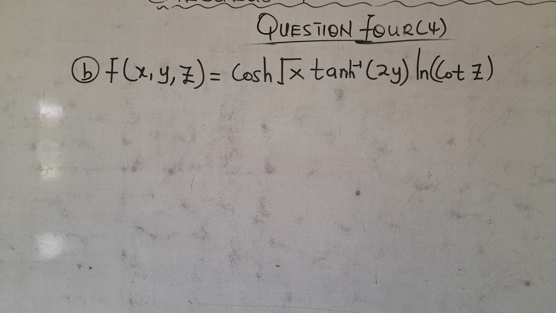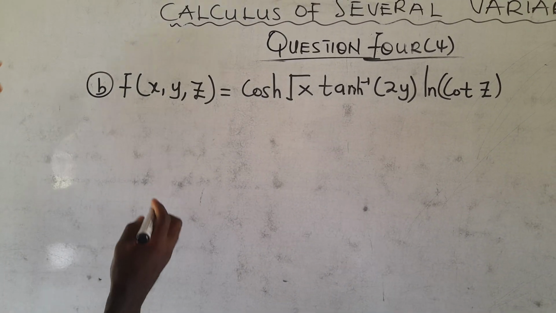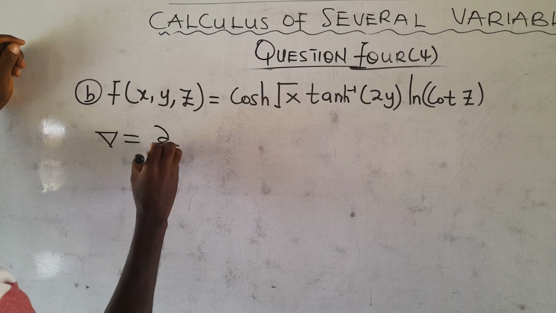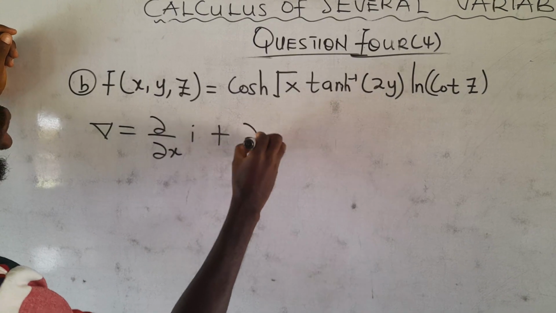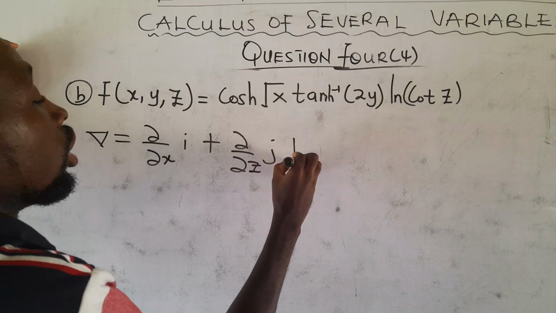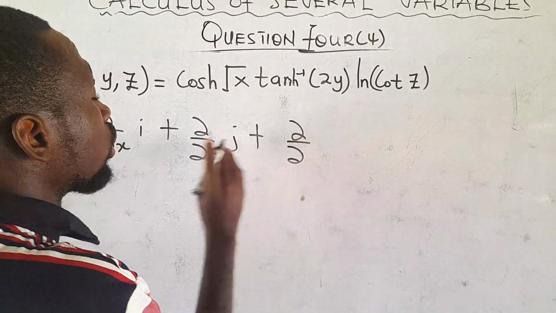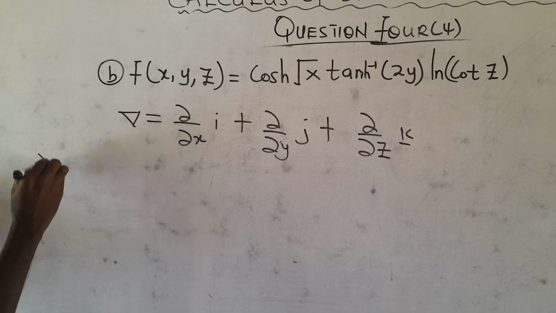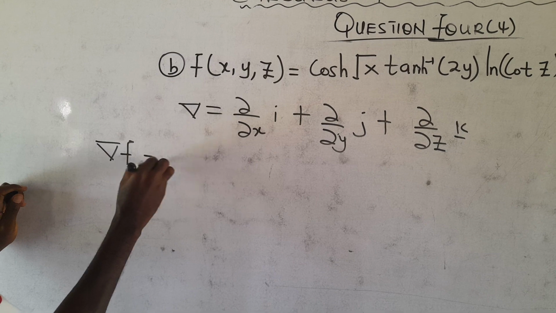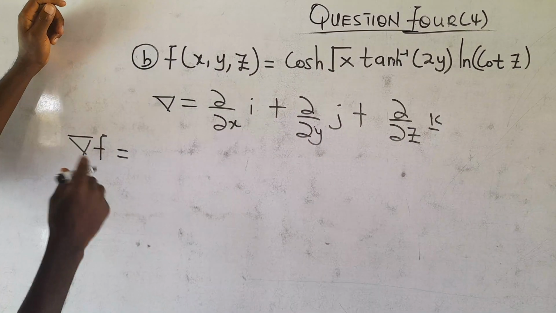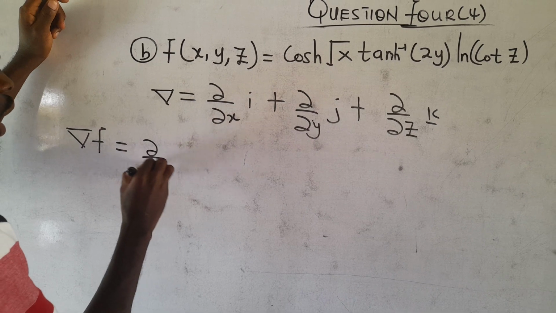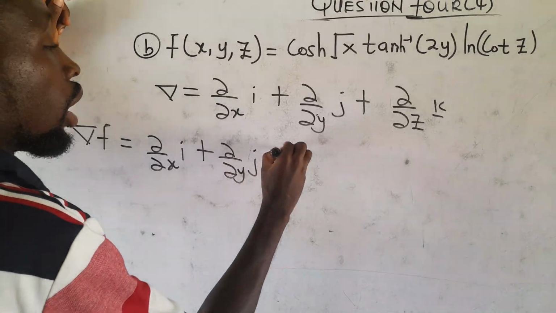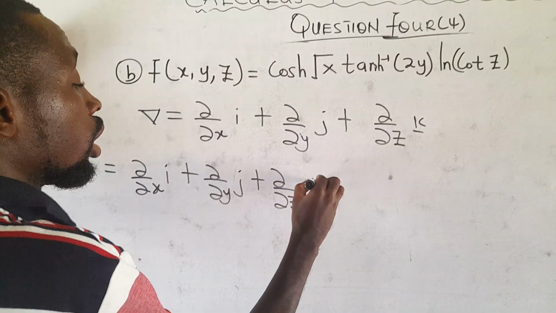So to find the product between the differential operator and the scalar field, we need the differential operator, which is equal to ∂/∂x i plus ∂/∂y j plus ∂/∂z k. So the product between the differential operator and the vector field will be equal to the differential operator, ∂/∂x i plus ∂/∂y j plus ∂/∂z k.